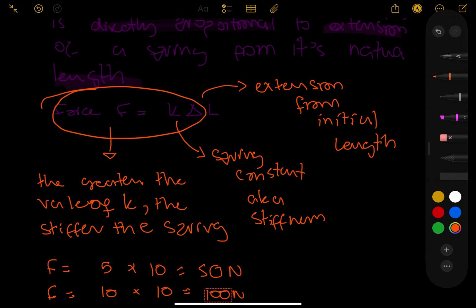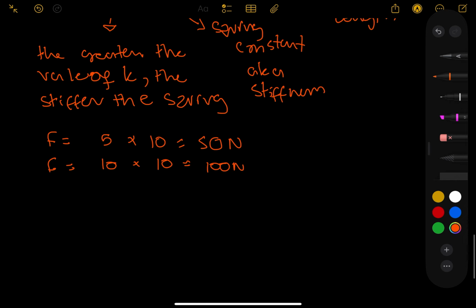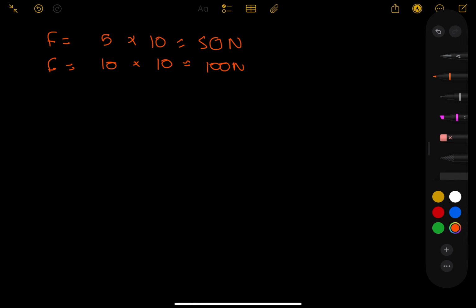So obviously, if you need more force to pull something, that means the spring itself is stiffer, it's not as easy to pull. You can deduce the fact that as your spring constant increases, your spring is more stiff. The unit of K, by the way, is Newton per meter, or Nm to the power -1.